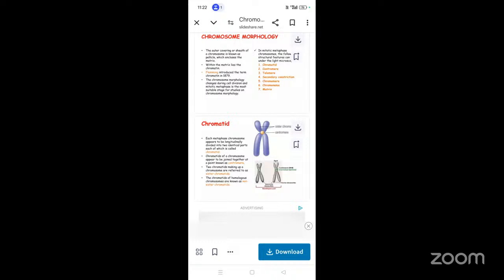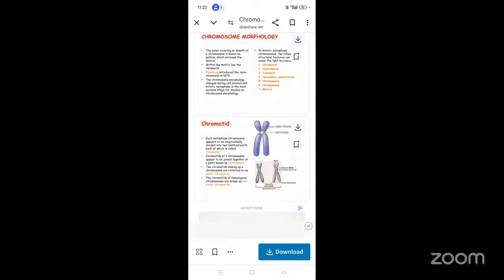Composition of the chromosomes: the material of which chromosomes are composed is called chromatin, and Flemming introduced the term chromatin in 1879. Chromatin was classified into two groups based on the affinity for basic dyes like acetocarmine at prophase. The darkly stained regions were called heterochromatin, while the lightly stained regions are called euchromatin.